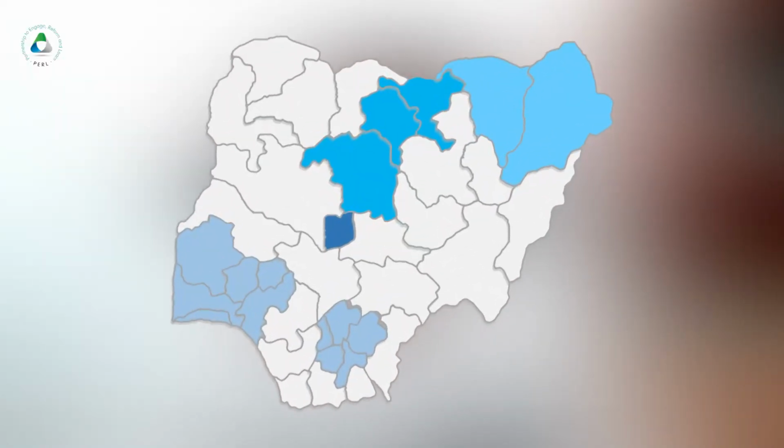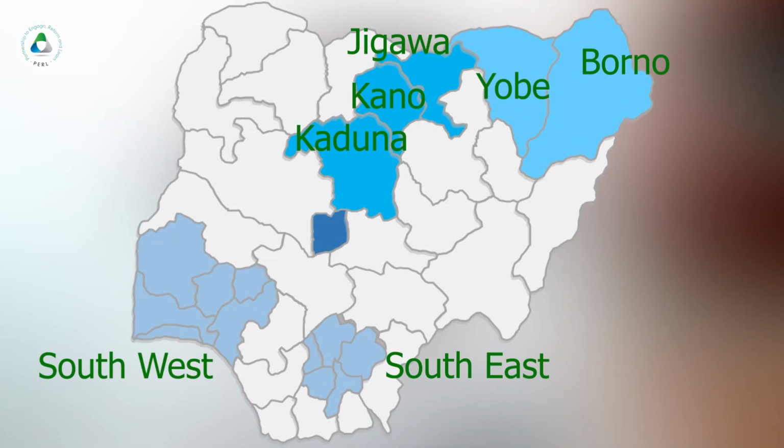In Borno, Yobe, Jigawa, Kano, Kaduna, in the Southwest and Southeast Hub. What this means is that PERL takes a very active approach to conduct conflict analysis, gender analysis, and political economy analysis in each of those locations. What that means is it understands who its key partners are, what the different stakeholders' interests are in various governance reforms, and tries to create opportunities of entry points to drive forward with governance reform.